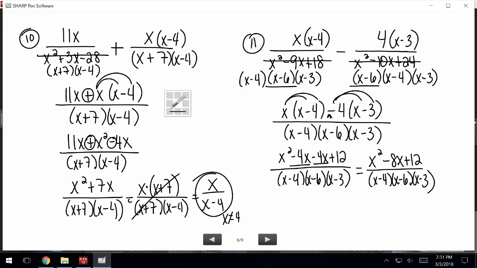All right, now that you have distributed everything, you've combined all your like terms, then you ask yourself if what you have left will factor. X squared minus 8x plus 12 will factor as x minus 6 and x minus 2.